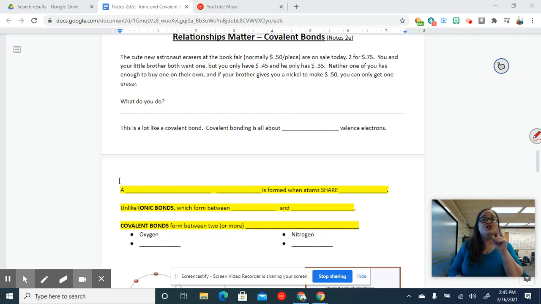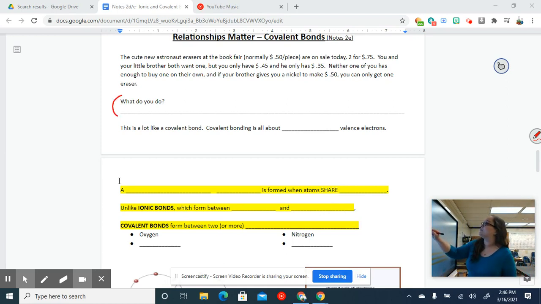However, if you share your money, you have enough to both get one. If we did the thing we did with ionic bonds, where one transfers the money over, only one person is going to get an eraser. This time we want both people to get an eraser. So we're going to have to share.